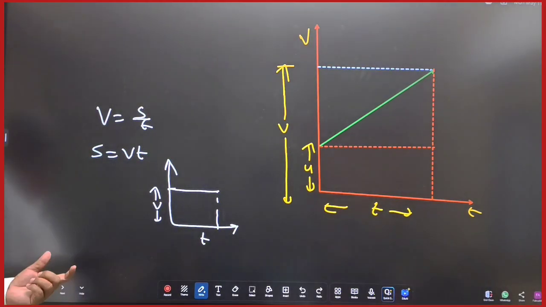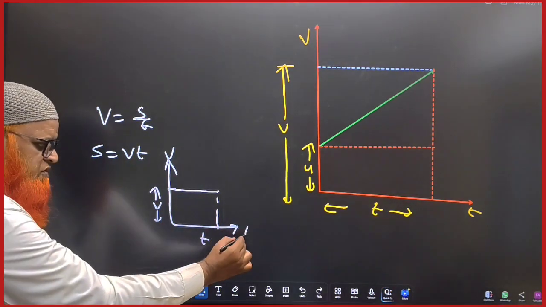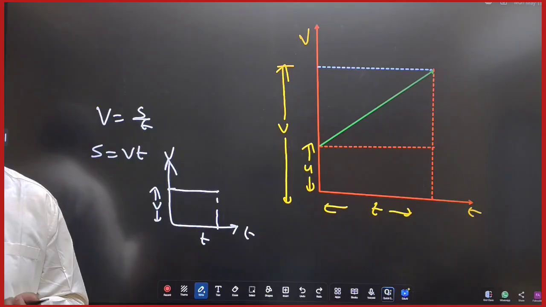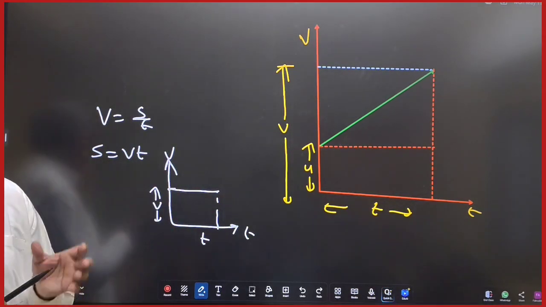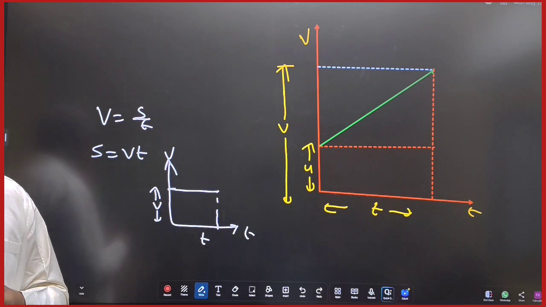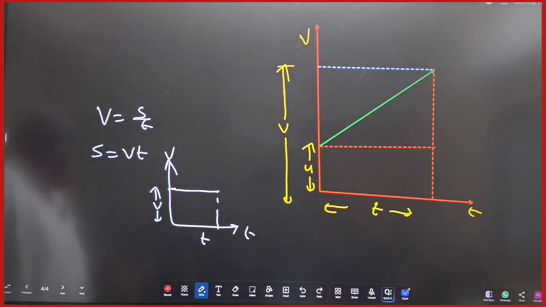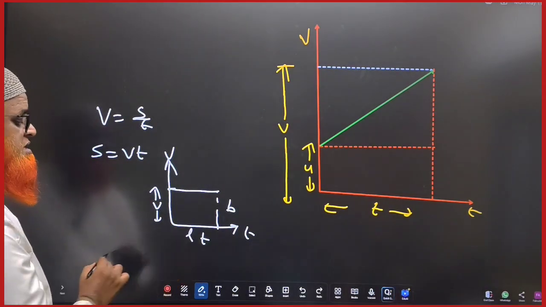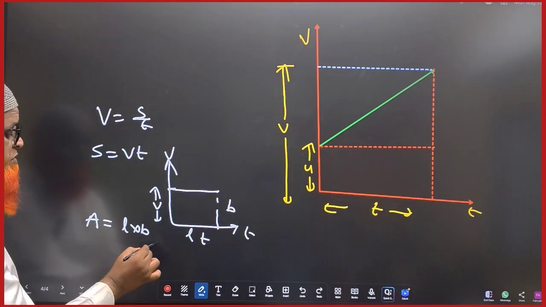Now this is a straight line velocity time graph, where the graph represents constant velocity. It's moving with a constant velocity. From this graph, you want to find the displacement. Then what will you do? You all know displacement is nothing but velocity into time. So velocity is going to be the breadth and time is going to be the length. That means if you want to find the area, you will write length into breadth, isn't it?